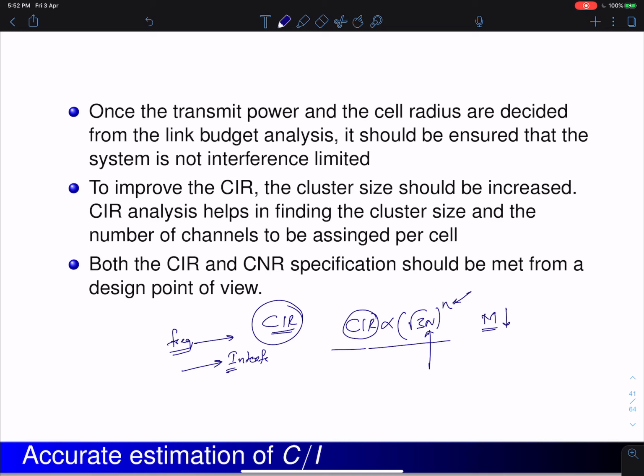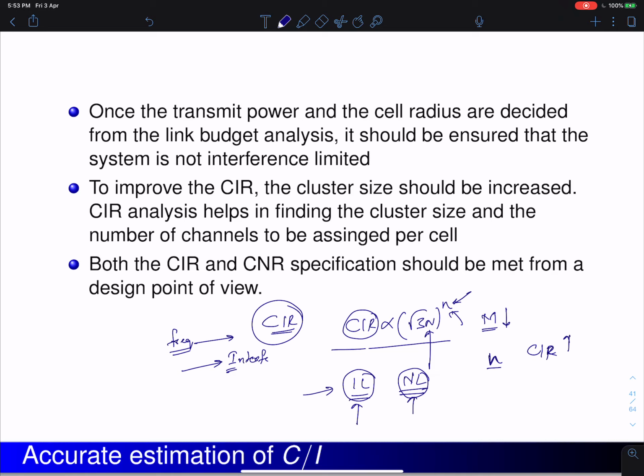What we discussed in the last class was just a very brief introduction to carrier to interference ratio. So in this class we'll see how to estimate carrier to interference ratio more accurately. We also discussed what interference limited systems and noise limited systems are. NL is noise limited, IL is interference limited. And we discussed that if your path loss exponent n is really high, then your carrier to interference ratio CIR will be high because it's proportional to the nth power of the cluster size.